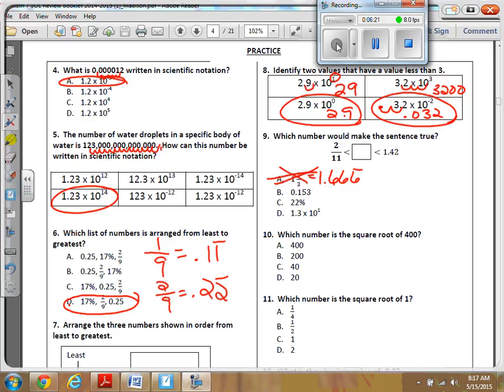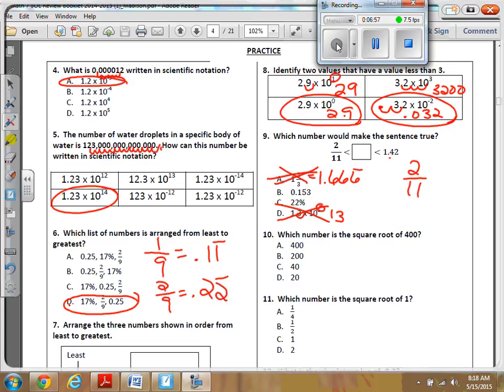So then 1.3 times 10 to the 1. Remember that exponent tells me I have to move my decimal 1 time. So that's 13. Is that one going to work? No, is 13 less than 1.42? 13, like $13. Is $13 less than $1.42? No. So now I need to figure out, is 22% or roughly 15% larger than 2/11?